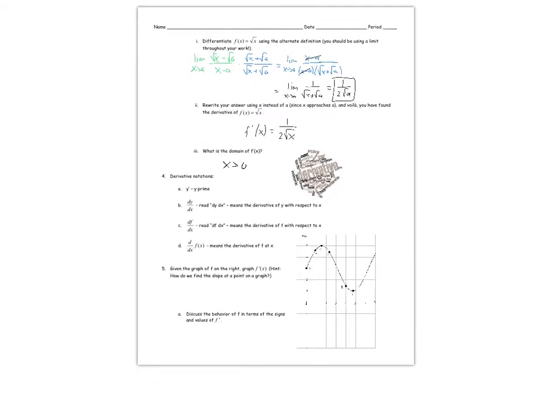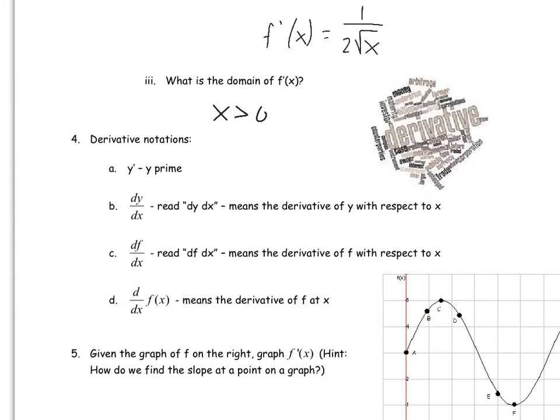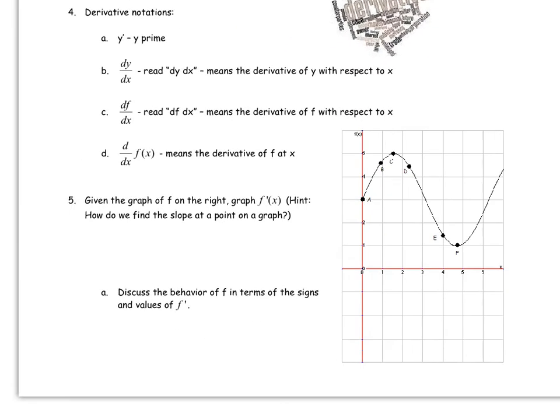Number 4 is just some different notations for derivative. A is y prime. B, you just say dy dx, even though it looks like a fraction. We'll talk a lot more about that. A and B and D we see the most often, really A and B mostly. C we see every once in a while, in this class at least. But just know that those all mean derivative.